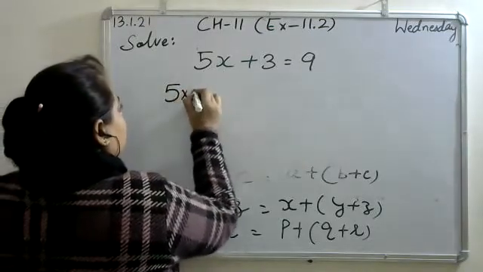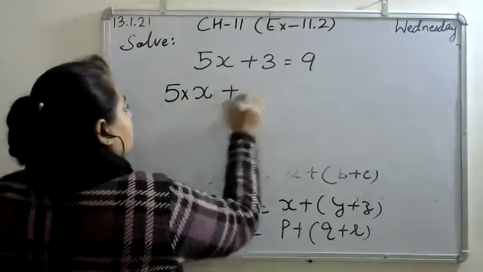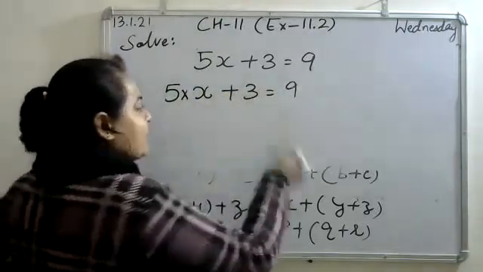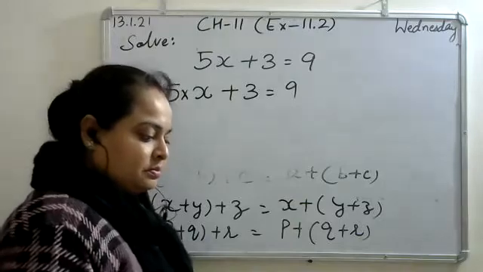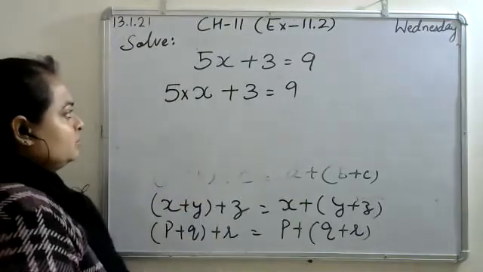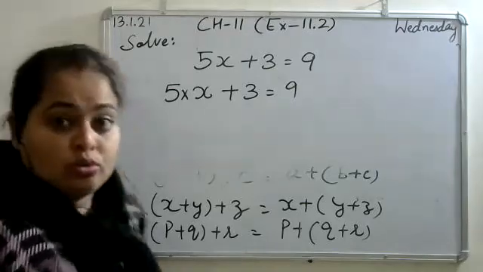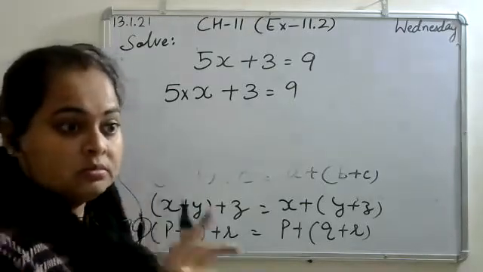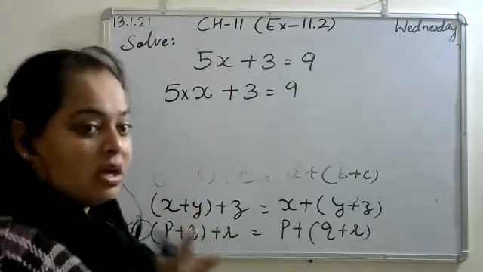5 multiplied by x plus 3 is equal to 9. What is the next step? Yes. Ma'am, 9 divided by 5. No. Ma'am, then after... No, Suhana, no.